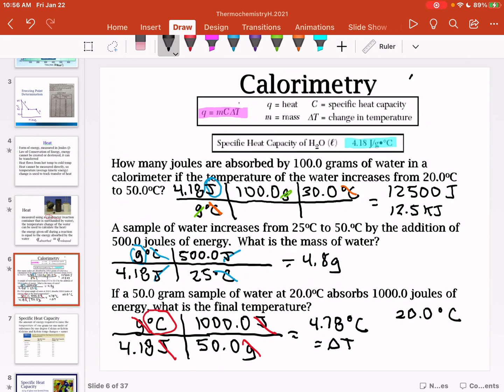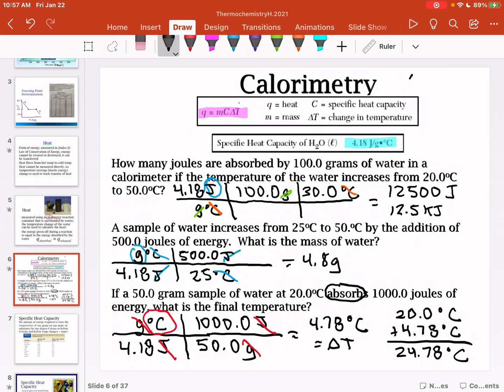So when it tells me that I'm absorbing the heat, it would stand to reason that it's going to get hotter, so therefore the temperature is going to go up. So I add my 4.78 degrees Celsius to that 20 degrees Celsius, and I get my 24.78 degrees Celsius as my final answer. So we had a chance to solve for all of the terms. We solved for joules, we solved for mass, and we solved for delta T.